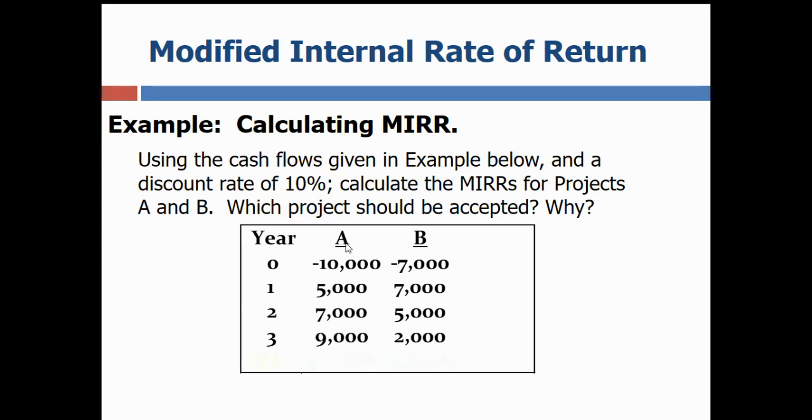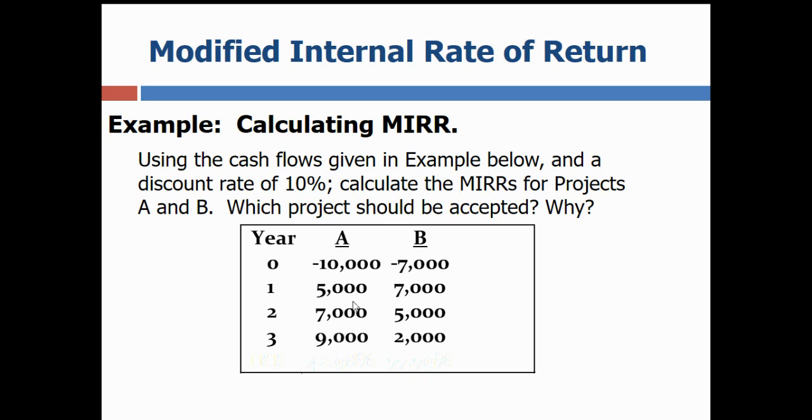So IRR, MIRR, the way you make a decision, the rule is the same. For IRR, if it's more than WACC, you accept. Same goes to MIRR. If MIRR is more than WACC, you accept. So for A, your MIRR is 31.52%, which is more than your cost of capital, which is 10%. Therefore, you accept project A.